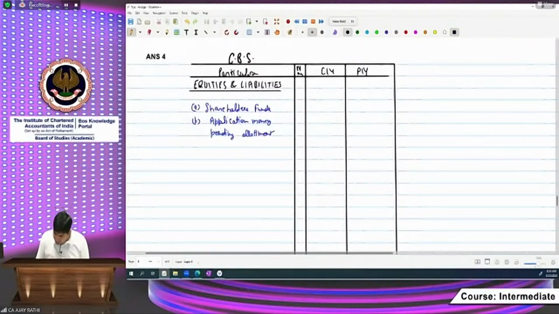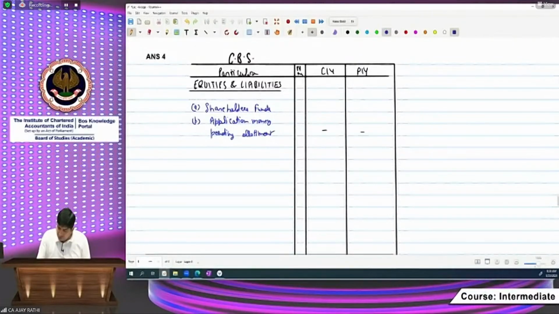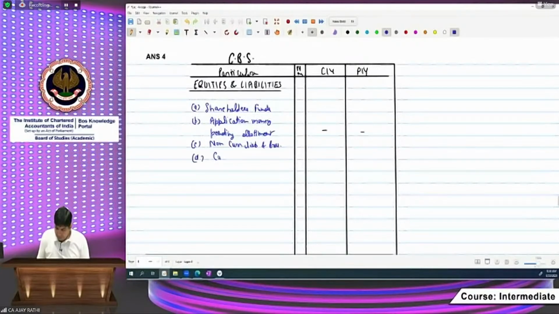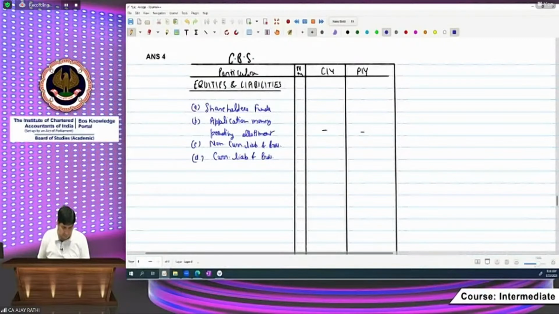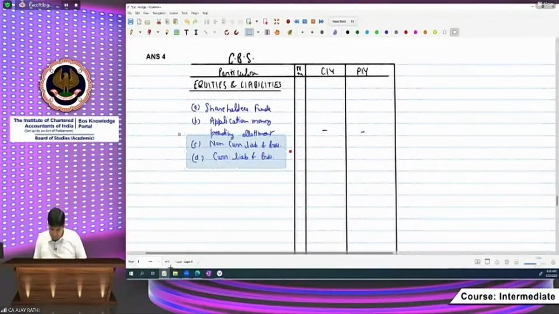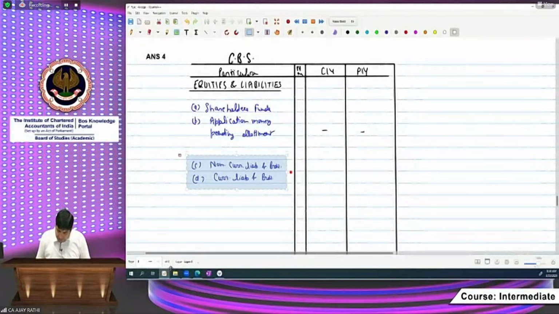We shall not be getting anything in this regard in any question because we will be having the question of a running company. Non-current liabilities and provisions. D, current liabilities and provisions. But we have to consider one more thing. What is that? Beta, that is minority interest.